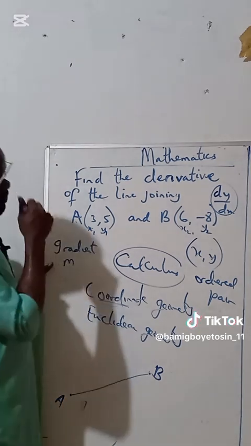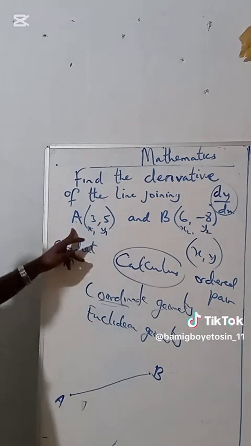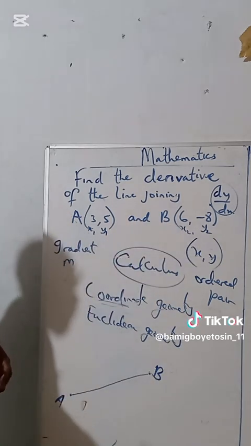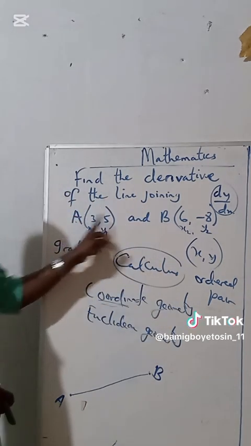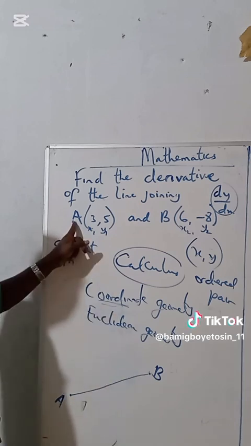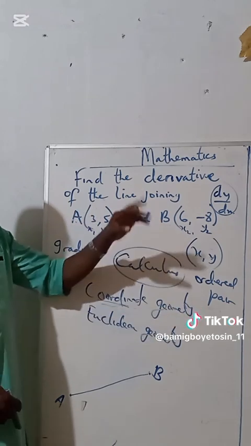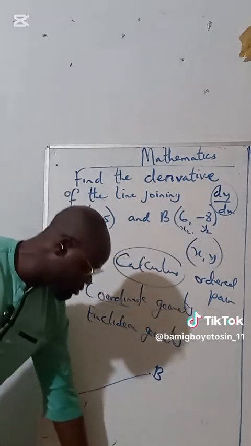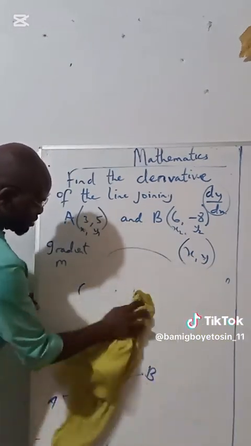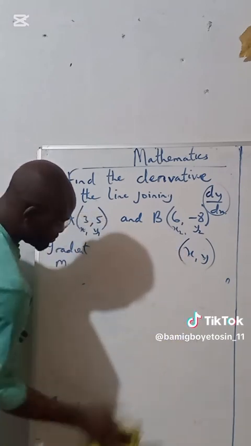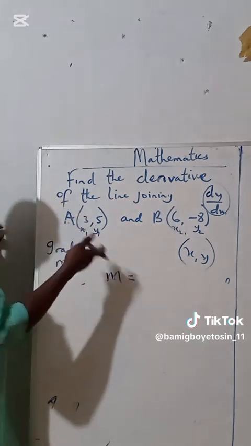So now let us look at it. How many points are we given here? We are given 2 points, point A and point B. You remember the formula for calculating the gradient of a line in 2-point form. The first point is point A, that's x1, y1, and the second point is point B, that's x2, y2. So to get our gradient in 2-point form, just apply the formula: gradient M is equal to change in y over change in x.